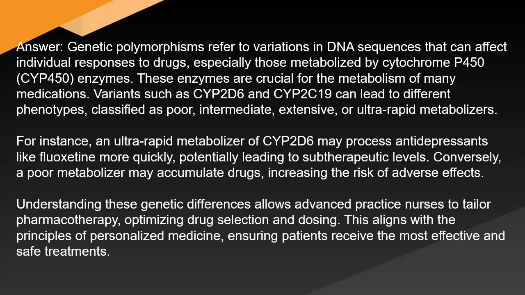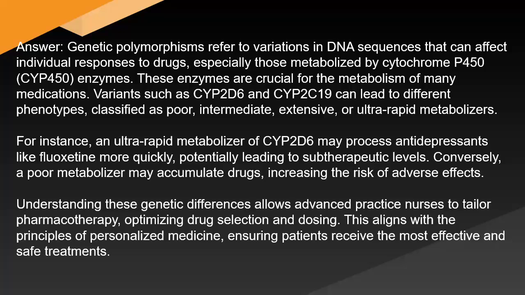Answer: genetic polymorphisms refer to variations in DNA sequences that can affect individual responses to drugs, especially those metabolized by cytochrome P450 (CYP) enzymes. These enzymes are crucial for the metabolism of many medications. Variants such as CYP2D6 and CYP2C19 can lead to different phenotypes, classified as poor, intermediate, extensive, or ultra-rapid metabolizers.